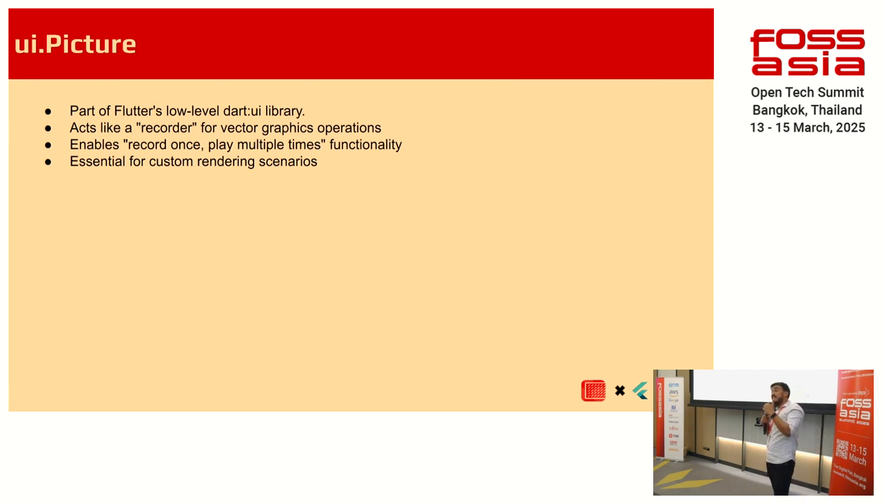So why is it helpful? Suppose we have very complex graphics that we want to use each time, and we don't want to render them every time. We can start a recorder, record it, save it once, and then directly display it every time. So this is where UI.picture comes in.